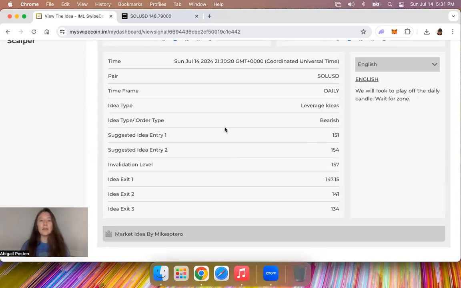So let's go ahead and take this trade. What I want for beginners, this is probably the best model for you. If you're really just starting off, just focus on taking that first entry and that first exit.